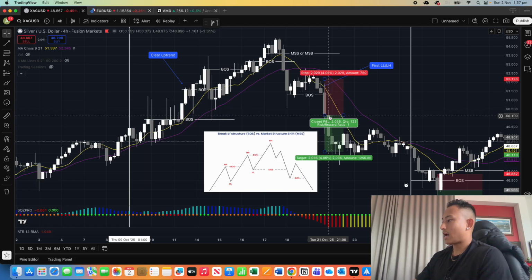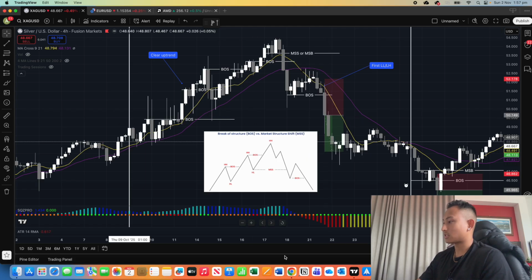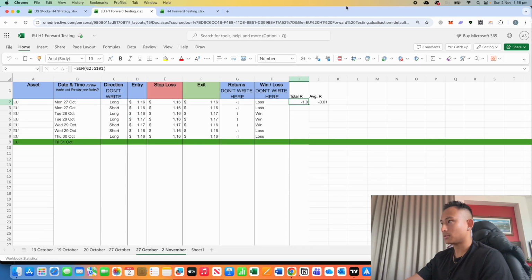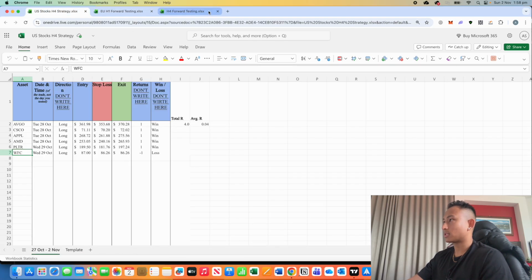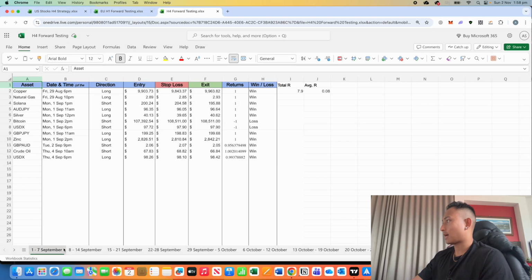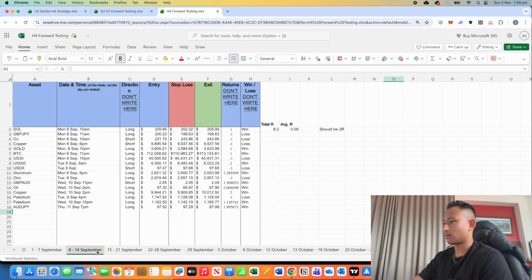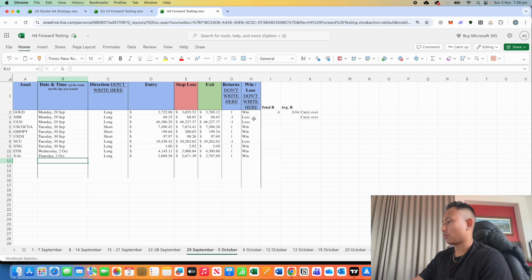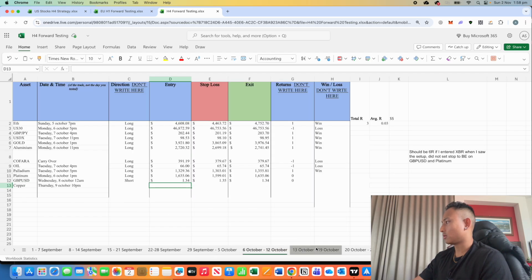I have been forward testing this strategy since the start of September after a lot of back testing, I'm saying hundreds and hundreds of different back tests. And the results were promising from September till now. First week 8R, second week 8R, third week 3R, fourth week minus 5R, and so forth and so on.